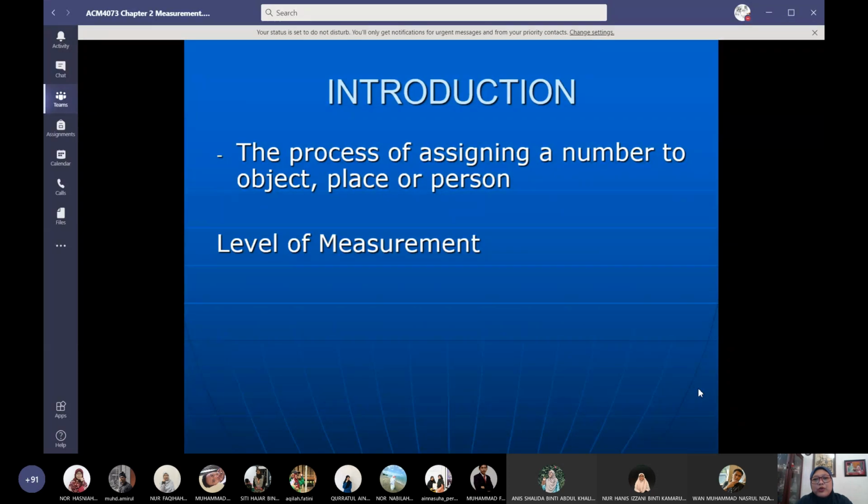SPSS cannot count the words that you report or you key in. Yes, you can key in alphabets, sentence under string, but still it will not come up with numbers. It cannot come up with scores unless you put them in numbers.